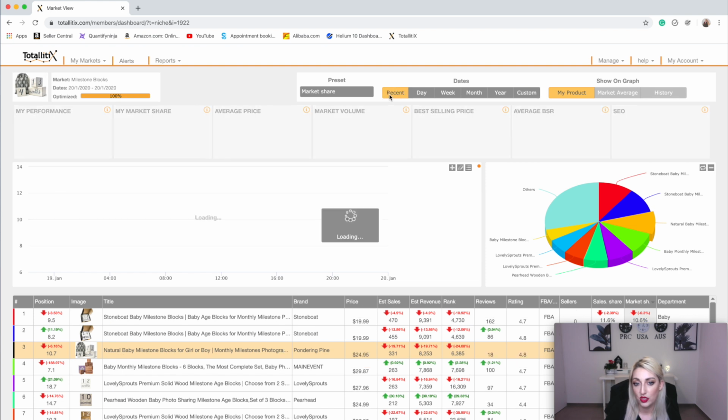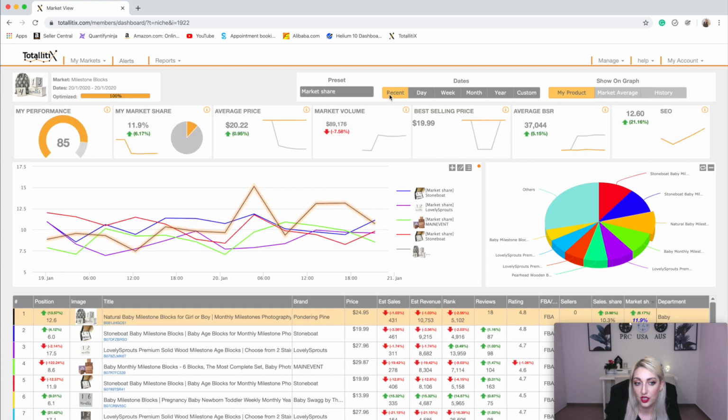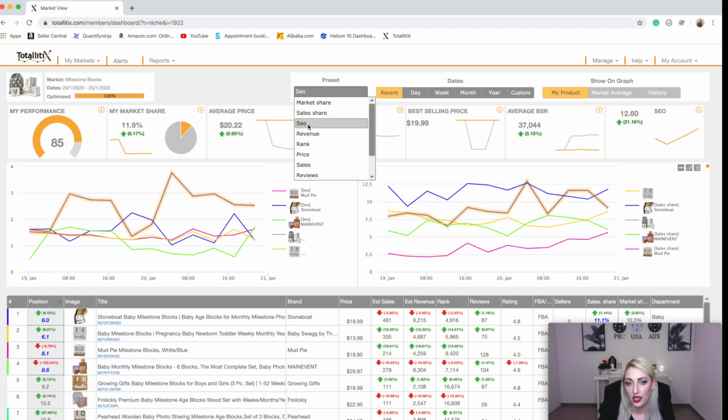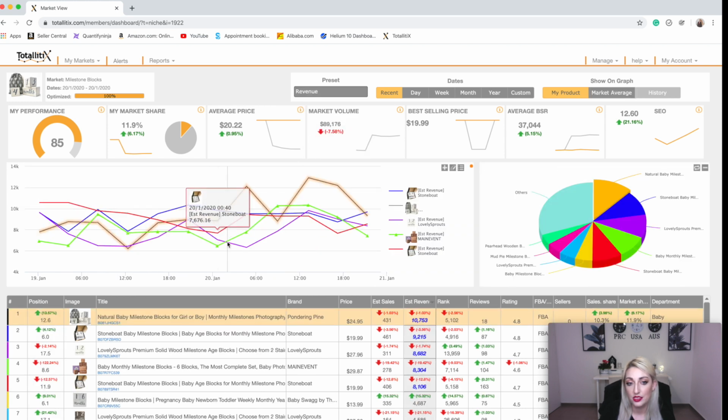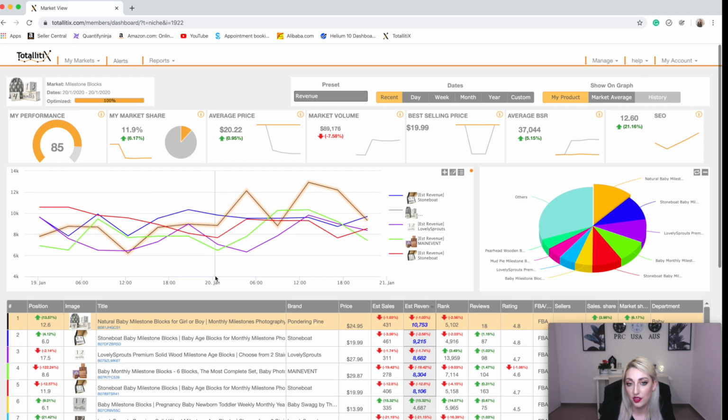Okay, you can also obviously then see this by day. I'm going to change it back to recent, which shows it for the last week, which isn't actually a week here because a week hasn't passed since I started this. And you can change it to market share, sales share, SEO, which is ranking, and you can see it by that. And revenue, okay, so if we look at revenue, we can see that on the 20th, because remember the market share suddenly went up on the 20th, quite a few people's sales started going up, which is interesting. And this guy specifically over here, theirs went down.